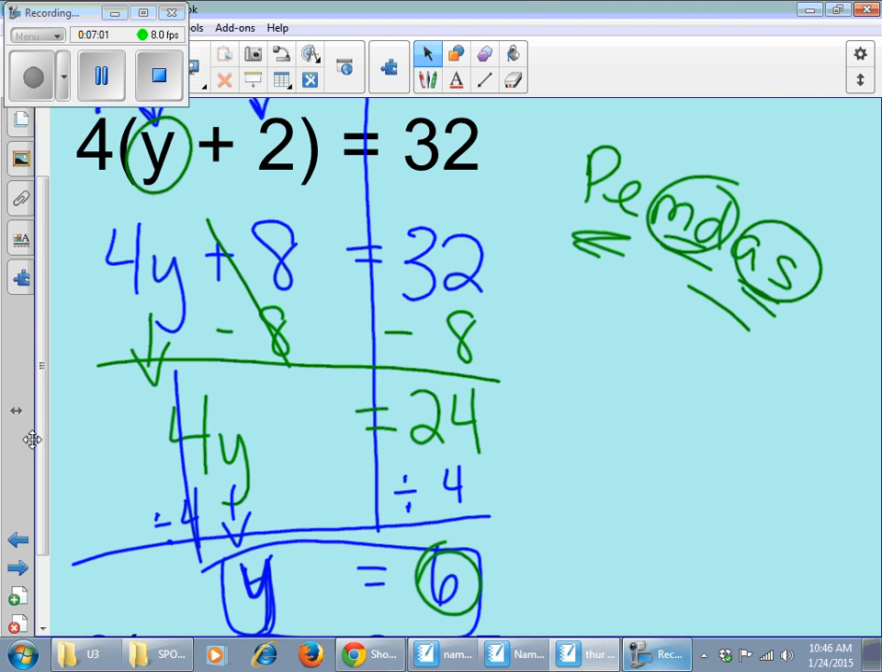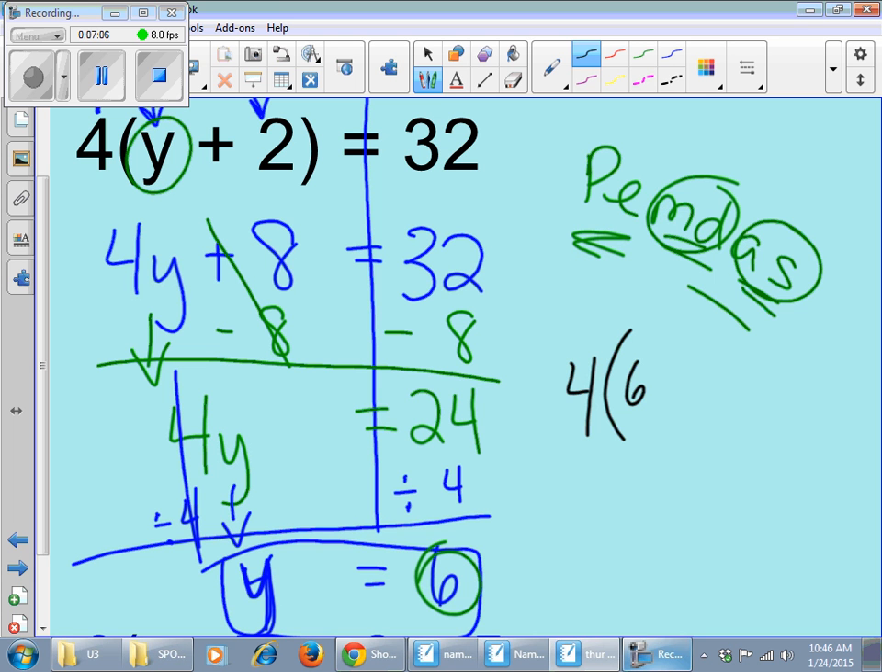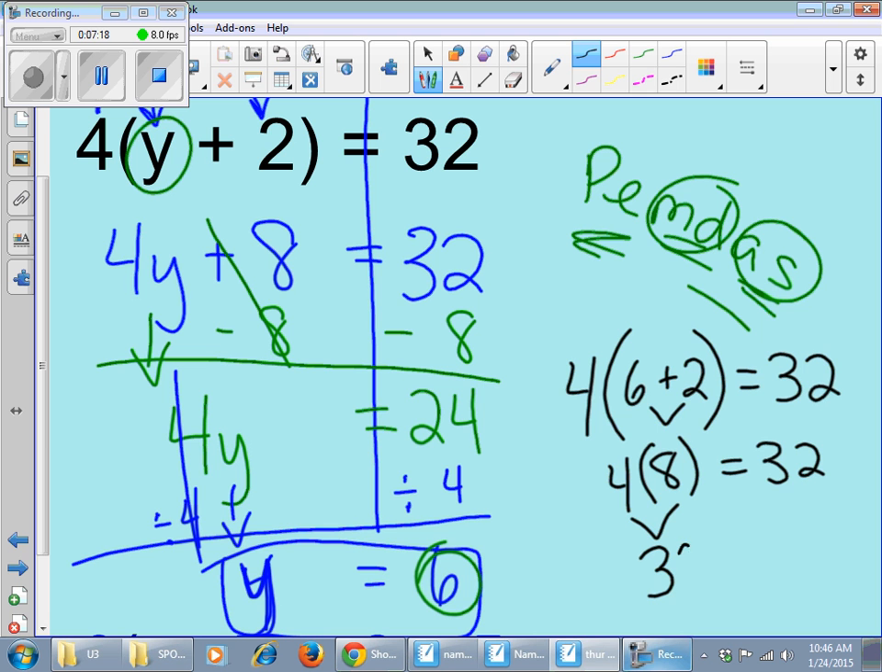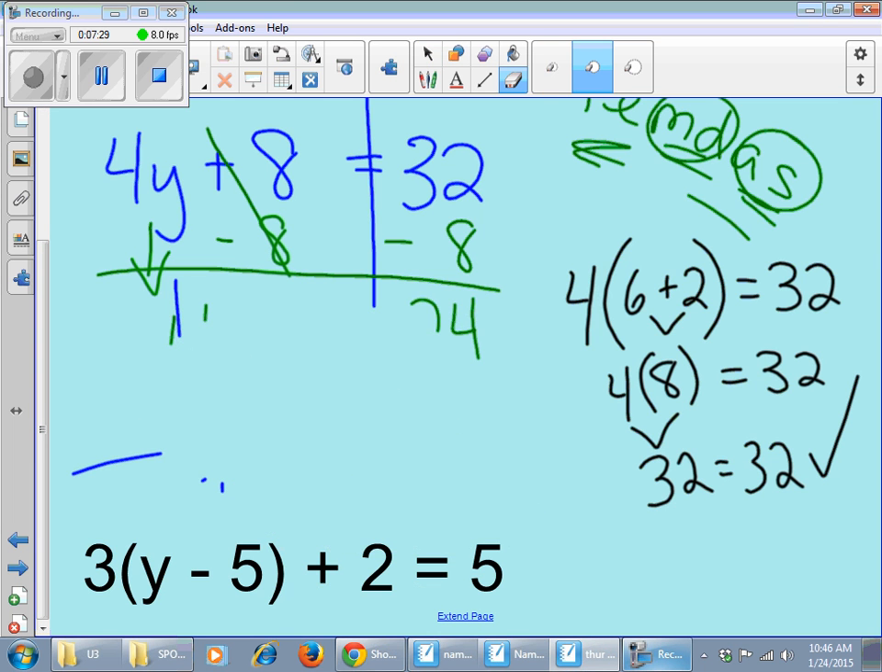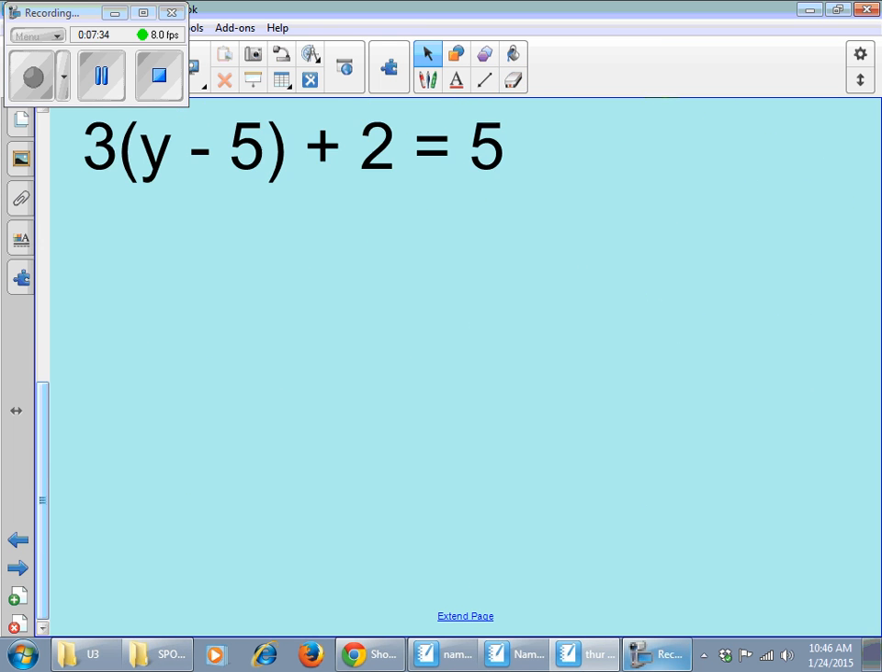Well, let's see. 4 parentheses, instead of y, I'm going to do 6 plus 2 equals 32. 6 plus 2 is 8. 4 stays. 4 times 8 is 32. 32 equals 32, so I know I'm correct. Final equation. Let's just erase this writing that I got on top of it. And here we go. So now we have an equation that involves distributive property and like terms. So this is basically as hard as they get.